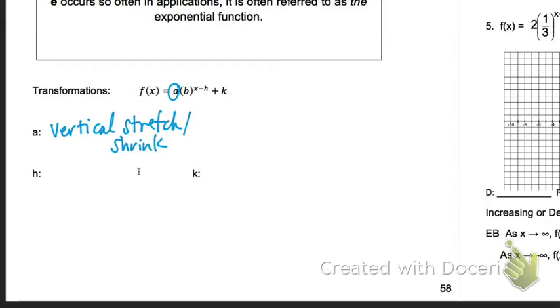How do I know whether it stretches and whether it shrinks? It's not positive or negative, but a number greater than 1. So if A is greater than 1, then it stretches. If the absolute value of it is less than 1, then it shrinks. So if it's like a fraction less than 1.